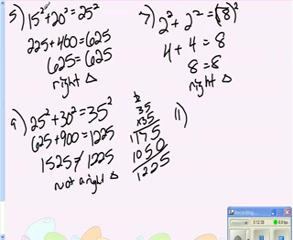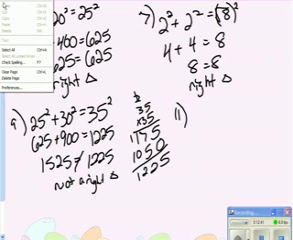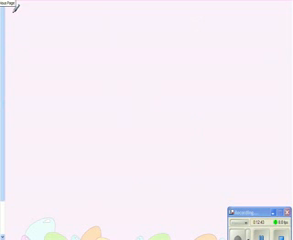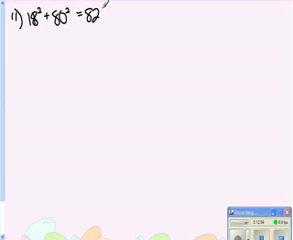Number 11. 18, 80, and 82. And actually, I'm going to erase this so I have space because I don't know what those are squared. So I know I'm going to need a little more space. Number 11 was 18, 80, and 82. So 82 has to be your hypotenuse. So 18 squared plus 80 squared equals 82 squared.